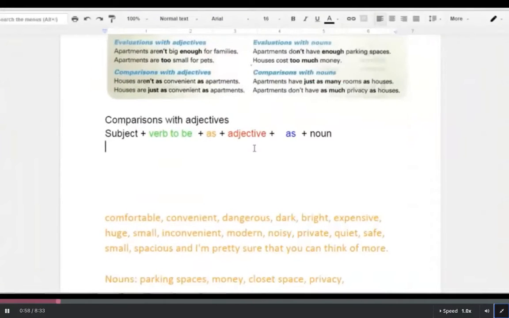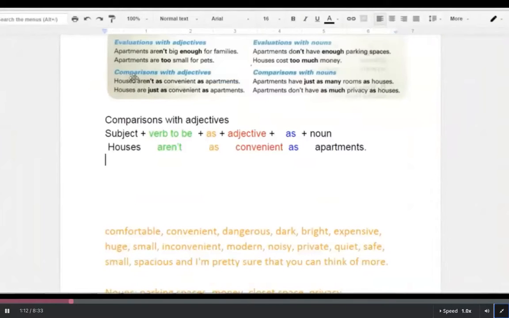So let me present the formula at this time. What we want to do is we want to make sense of the comparisons that are towards the bottom. We're going to start with comparisons with adjectives. So in order for us to make sense of this, I'm just going to write the same example that is there, and then we're going to make a few more to make sure that we understand the topic. So first of all, we're going to have some sort of subject.